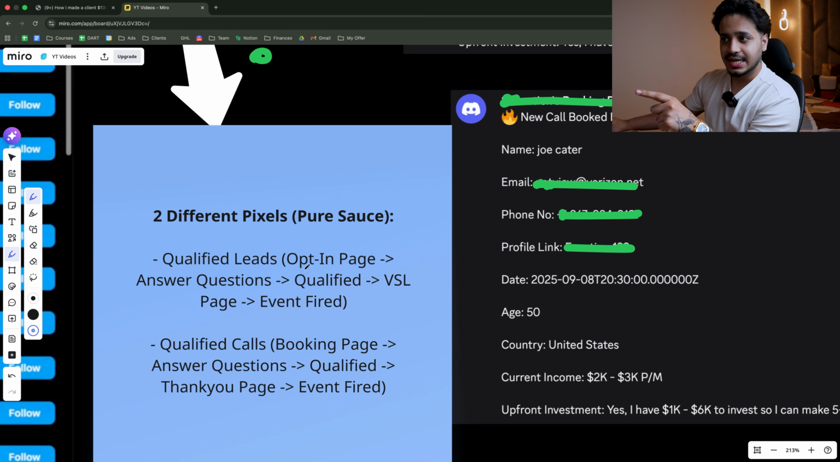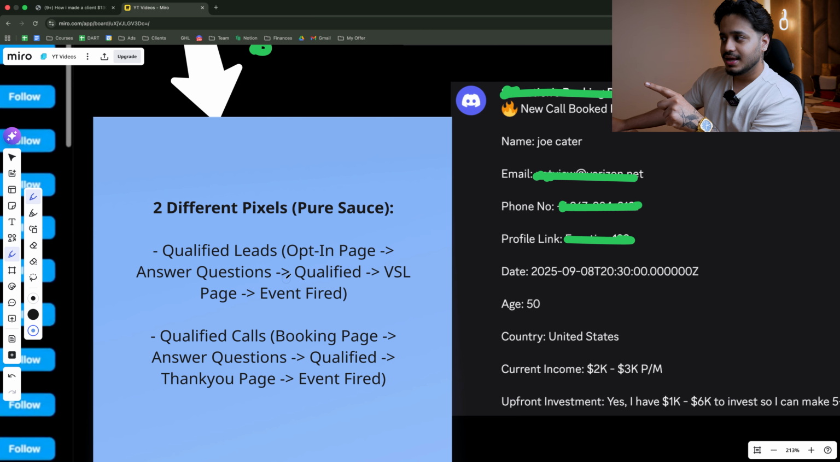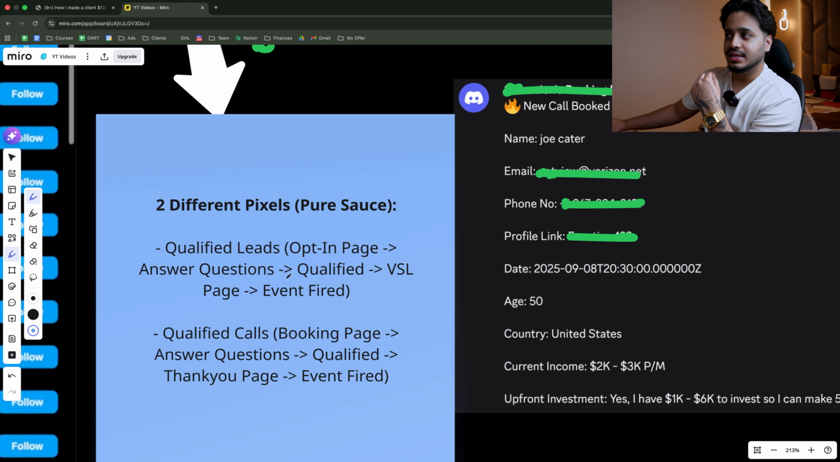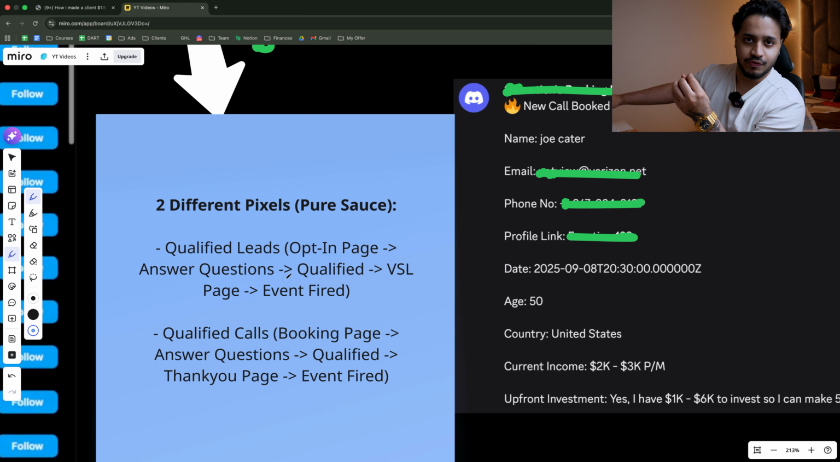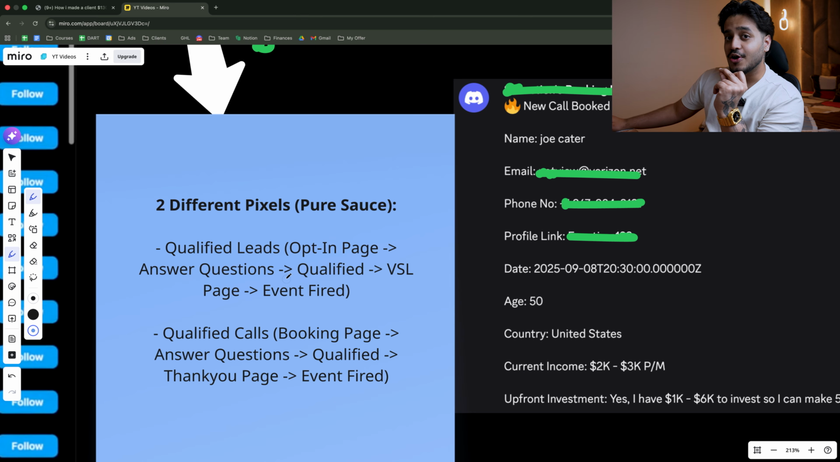So if the lead is unqualified here, right, they would just go to a different page with another pixel that is for unqualified leads. Okay, so this is how you can actually make sure that your pixel is only being trained on the qualified leads.